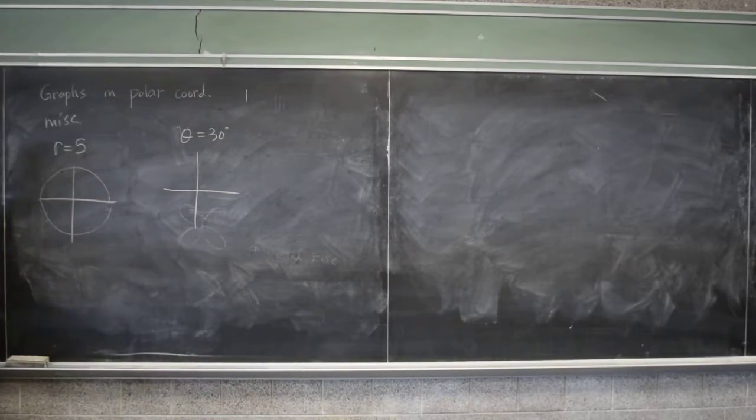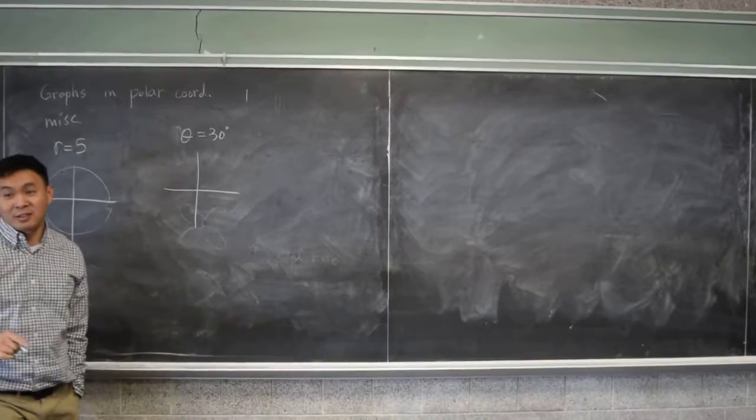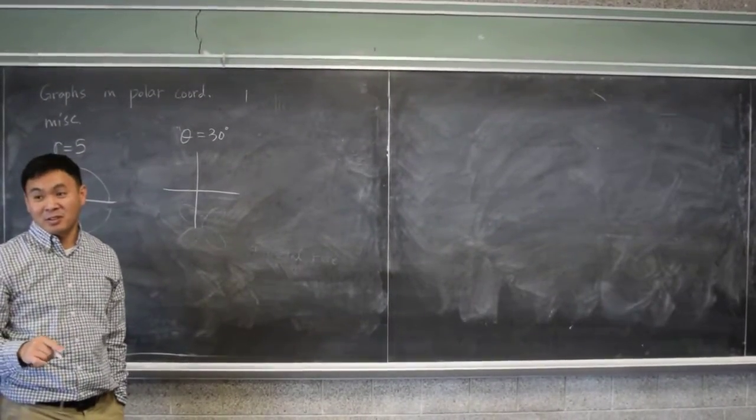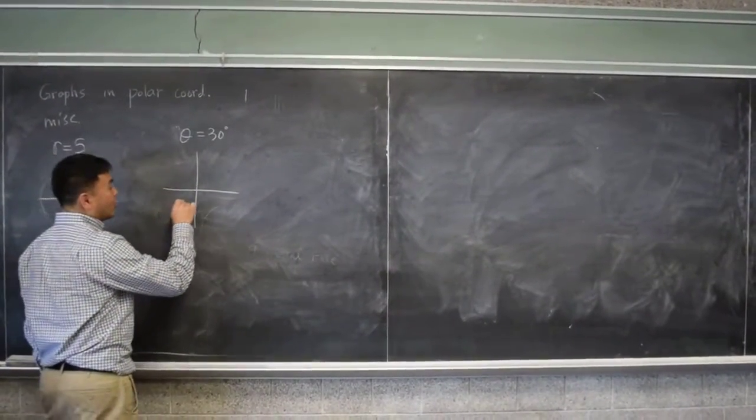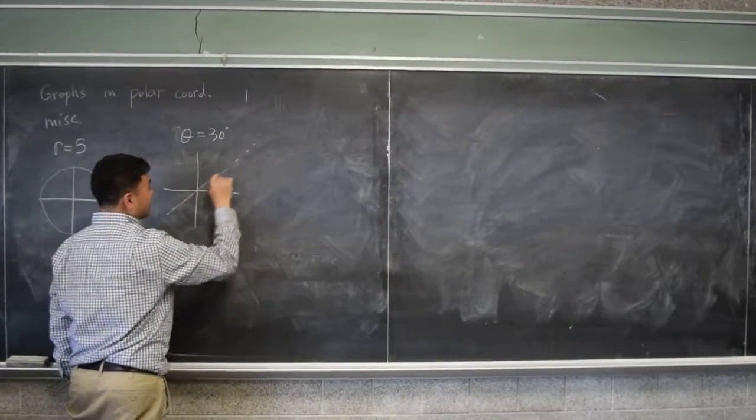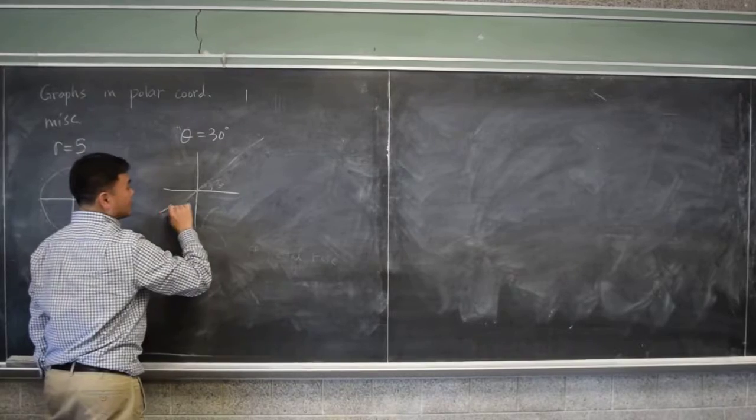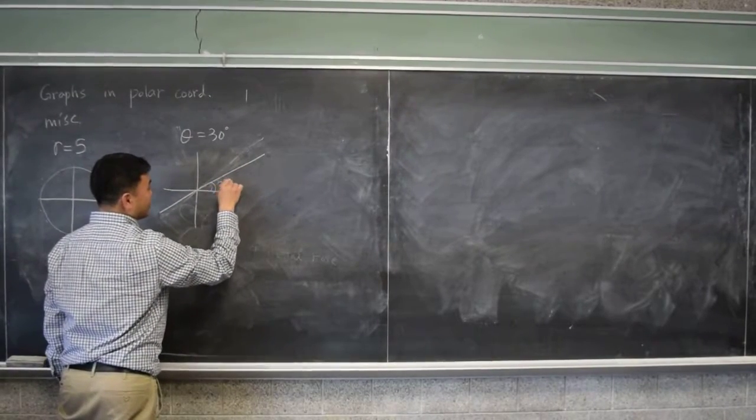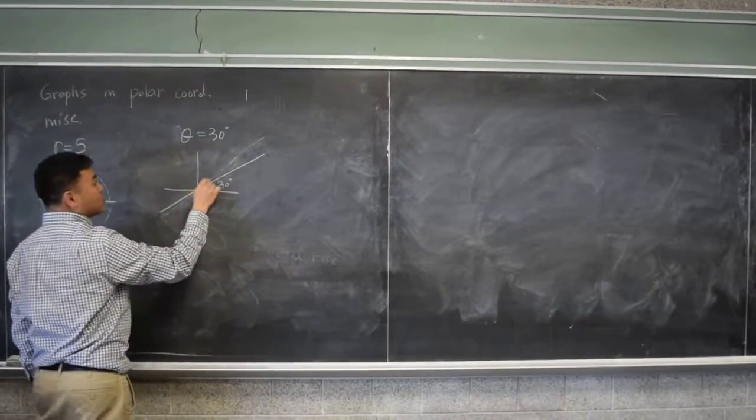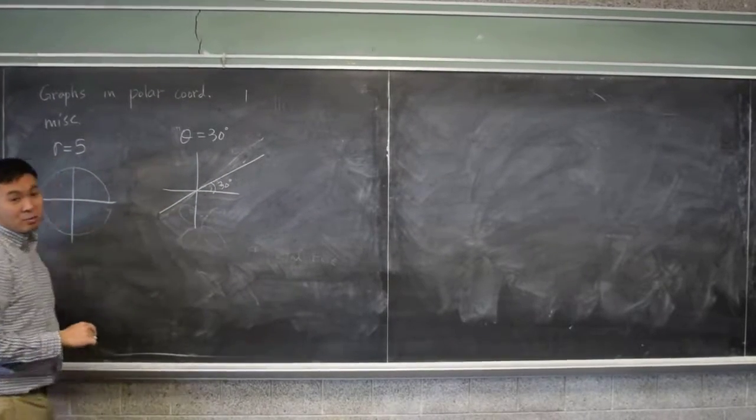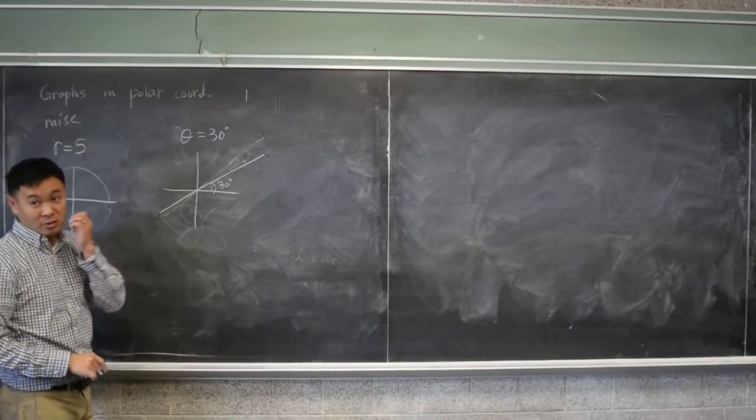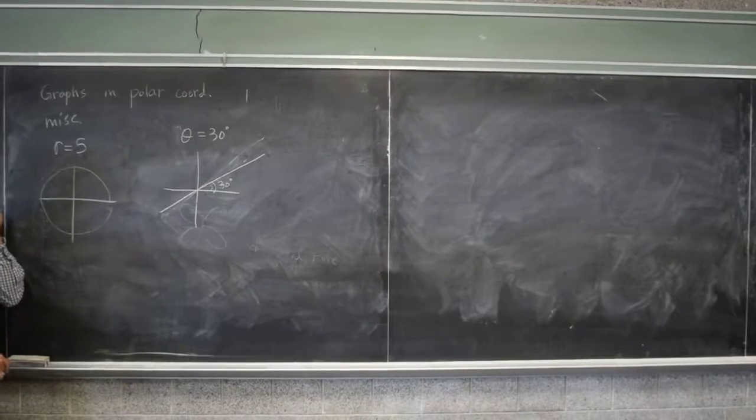In this case, it would be a straight line, right? What kind of line would it be? A 30-degree line. All the points on it are at 30 degrees. This looks more like 45. This is a 30 degree line, because every point on this line has the property that the angle is 30 degrees. Okay? So it's going to be a straight line.